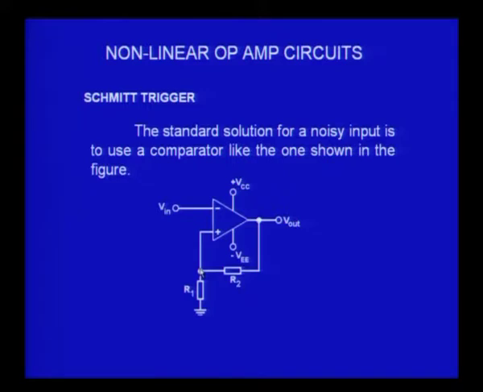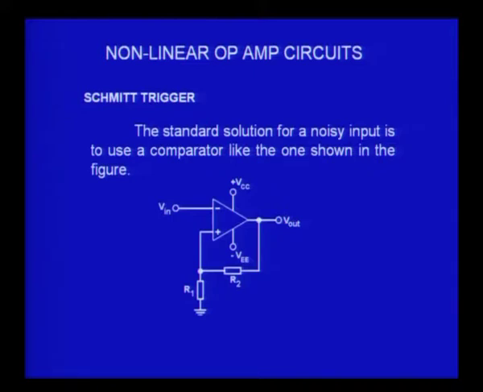Therefore, when the output is plus VCC, this voltage will be R1 divided by R1 plus R2 times plus VCC, and when the output is minus VCC, this reference will become R1 by R1 plus R2 times minus VCC. So, for example, in the typical demo that we showed, R2 was 10 k and R1 was 1 k, so it was about 1.2 volts. In one case it will be plus 1.2 volts, and in the other case it will be minus 1.2 volts.